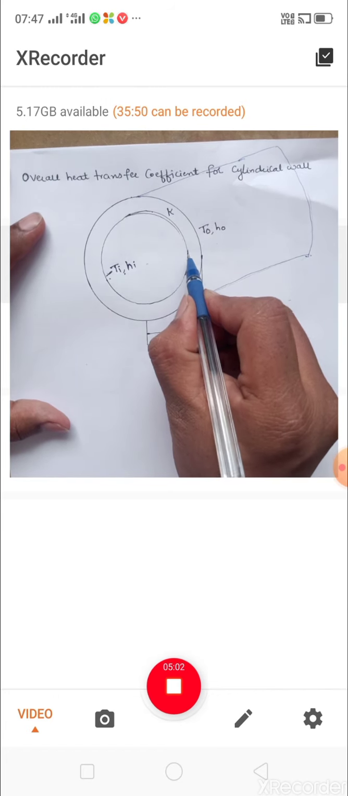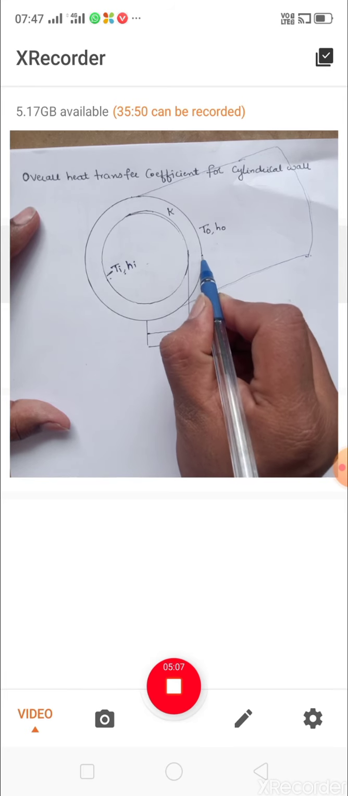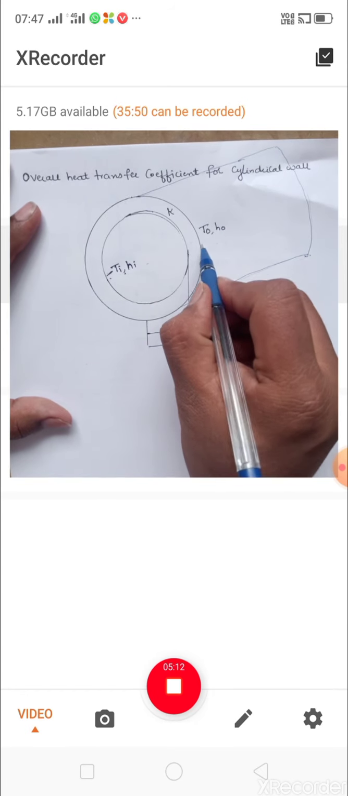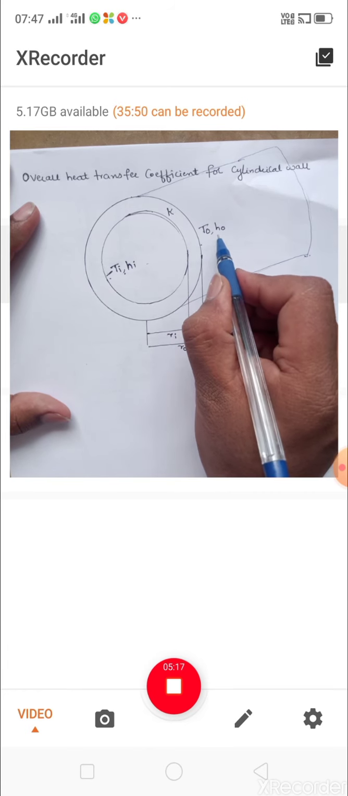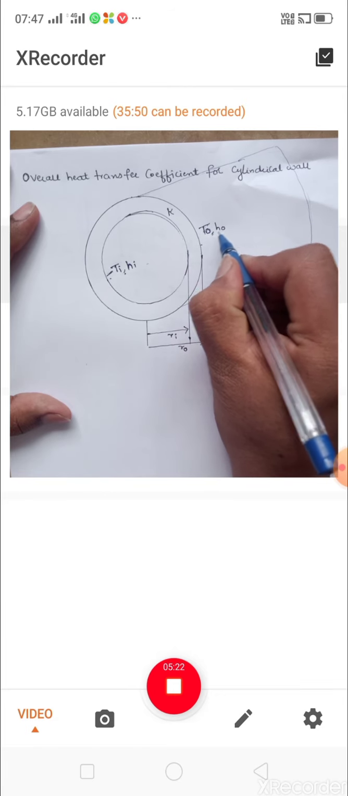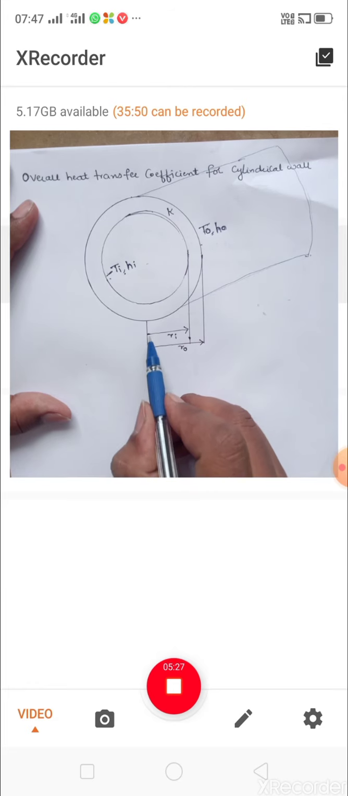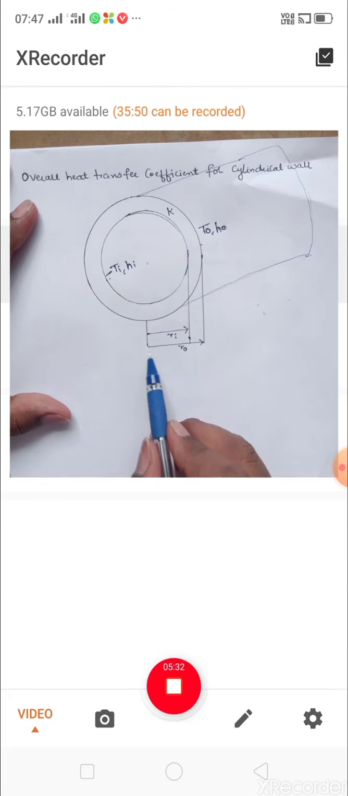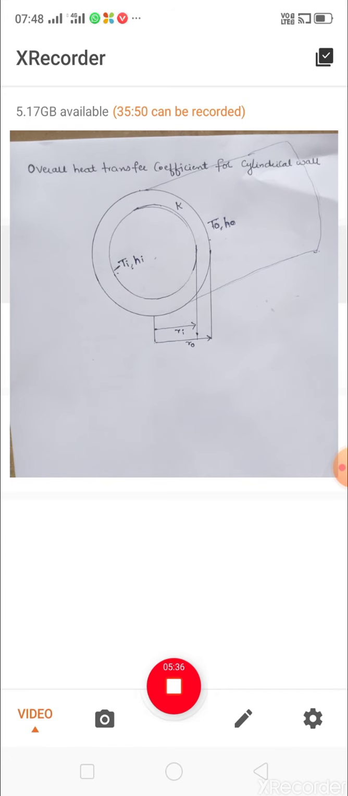Then from here to here, again conduction heat transfer takes place. Then again from the outer surface of the cylinder, heat transfer occurs by convection to the ambient air, which is maintained at temperature T naught with convective heat transfer coefficient H naught, where Ri is the radius of the inner cylinder and R naught is the radius of the outer cylinder.